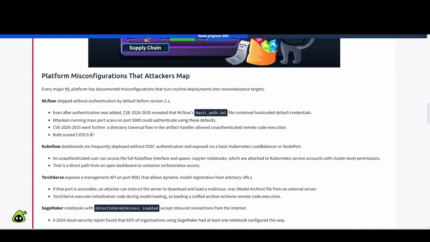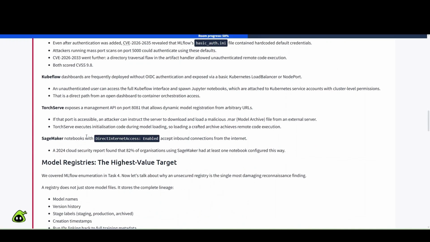CVE-2026-2033 went further. A directory traversal flaw in the artifact handler allowed unauthenticated remote code execution. Both scored CVSS 9.8. Kubeflow dashboards are frequently deployed without OIDC authentication and exposed via a basic Kubernetes load balancer or node port. An authenticated user can access the full Kubeflow interface and spawn Jupyter Notebooks, which are attached to Kubernetes service accounts with cluster-level permissions. That is the direct path from an open dashboard to container orchestration access.